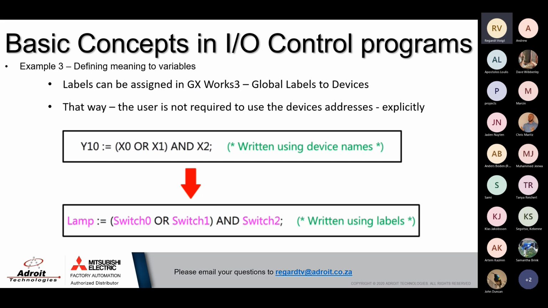As I mentioned before, each one of these addresses has a different meaning. Y should be your outputs, your coils, and your X's would be your inputs. We're going to demonstrate this concept in GX3 a bit later on. This is just for demonstration purposes, to indicate that you can use variables instead of devices for your arguments. Obviously, your variable will be tied to the device in your global labels in GX3. So we're going to have a look at that.